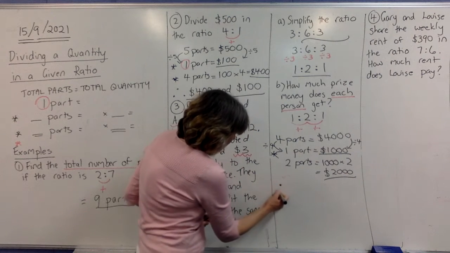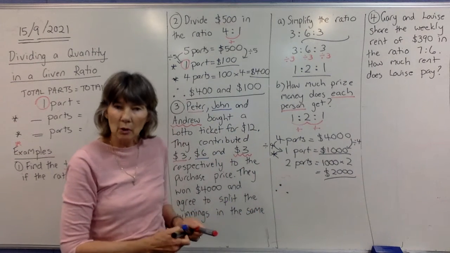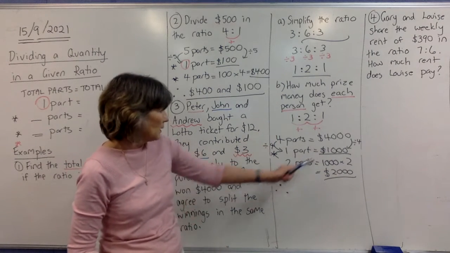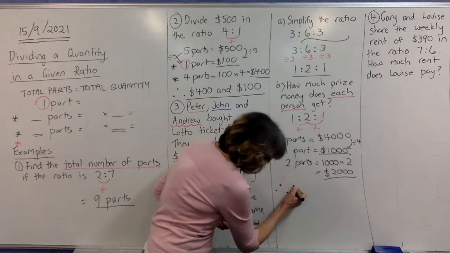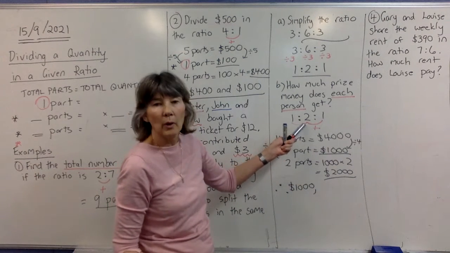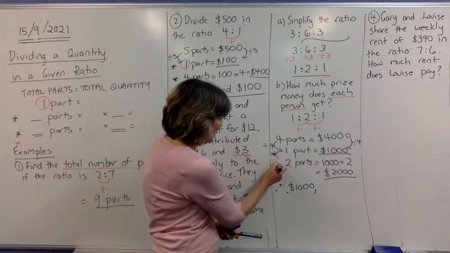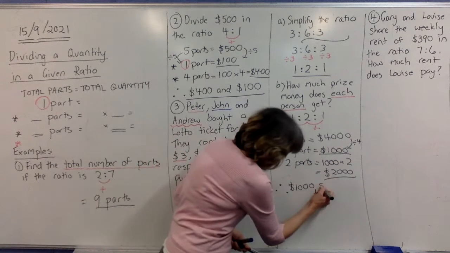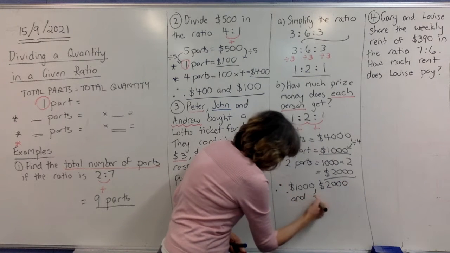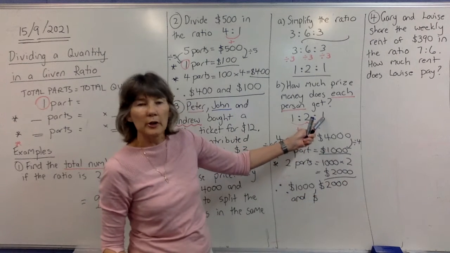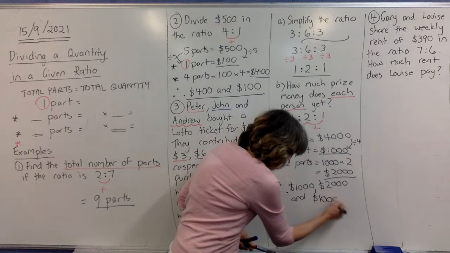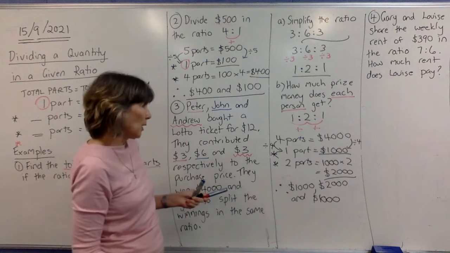But remember, we have to write them down in the order of the ratio. So we want the 1 part answer first. That's $1,000. And we'll do a comma. The 2 parts we want next. The 2 parts was $2,000. And the third thing in the ratio is a 1, so we're going to give the 1 part again, $1,000. So that's how they will be getting their prize money.